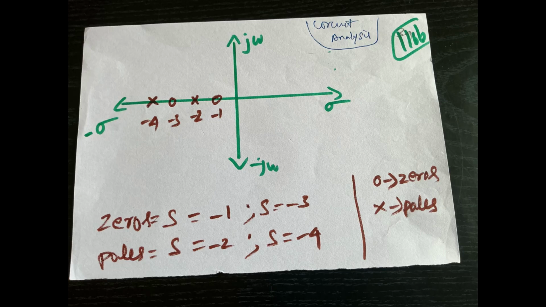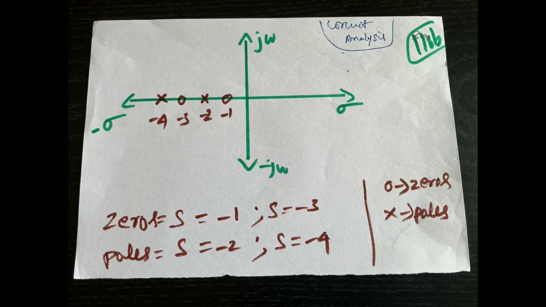We find out S equal to minus 1 and S equal to minus 3 from the numerator, that is the zeros values. And from the denominator, S equal to minus 2 and S equal to minus 4, that is the poles values. Zeros divided by poles. So from these values the graph is drawn, with sigma versus j omega and minus j omega and minus sigma. For the zeros, S minus 1 position in the graph, put 0. Then S minus 3, put 0.